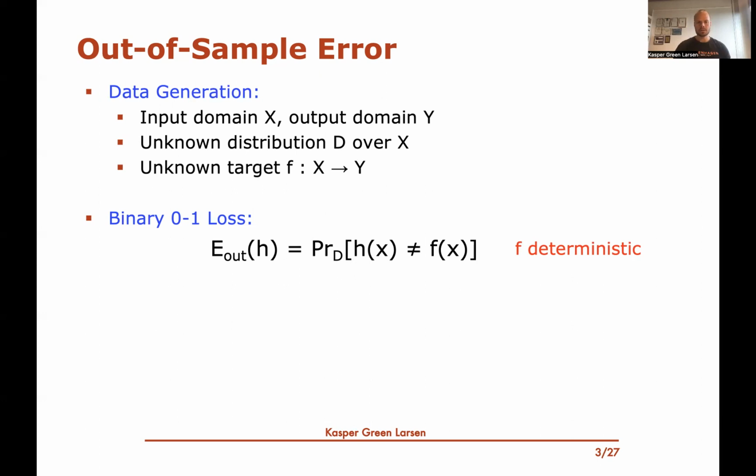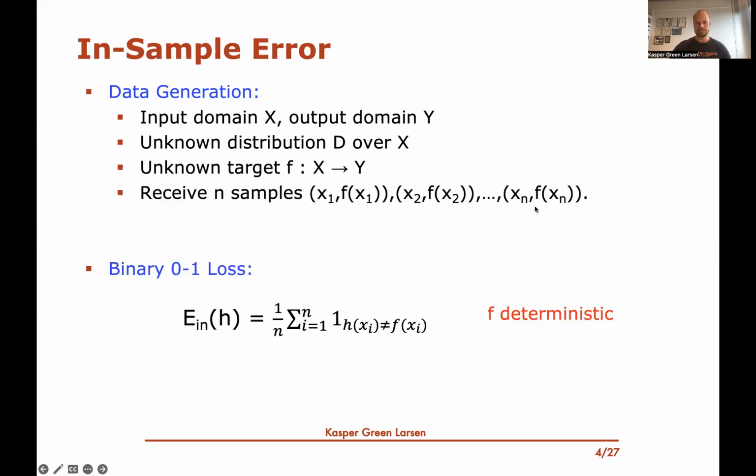Right. Then we also focused on the 0-1 loss for binary classification, where we define the out-of-sample error as the probability over drawing a new point X from this unknown distribution, the probability that the hypothesis H misclassifies the point, meaning that it returns a label different from what the unknown target function would assign.